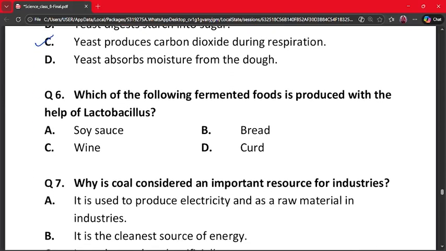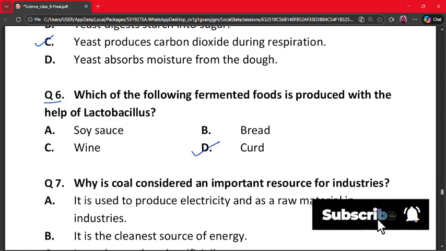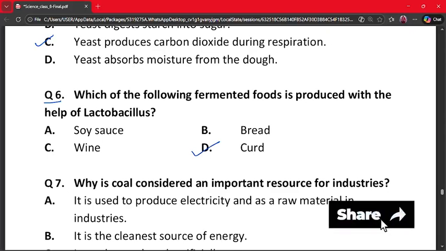Let's move on to the next question, that is question number 6. Which of the following fermented food is produced with the help of lactobacillus? A. Soy sauce. B. Bread. C. Wine. And D. Curd. The correct answer is curd, because curd is produced with the help of lactobacillus bacteria. This bacteria converts lactose into lactic acid, and this process thickens the milk and forms the curd.